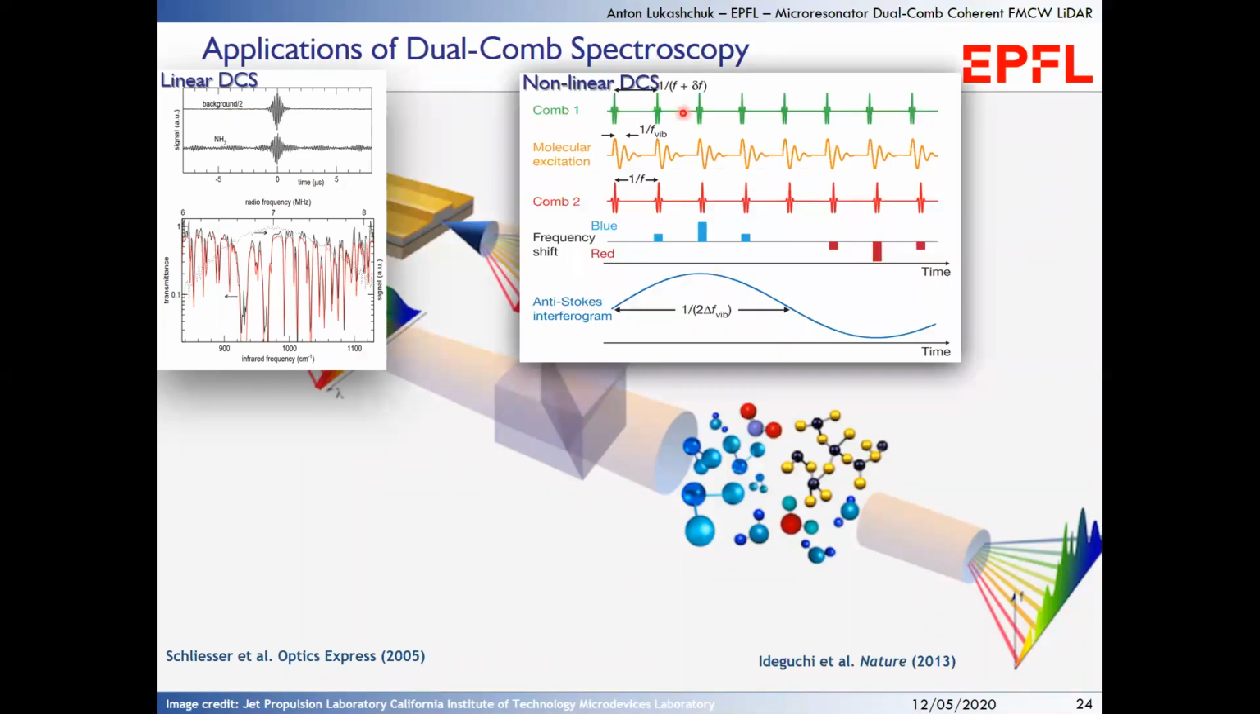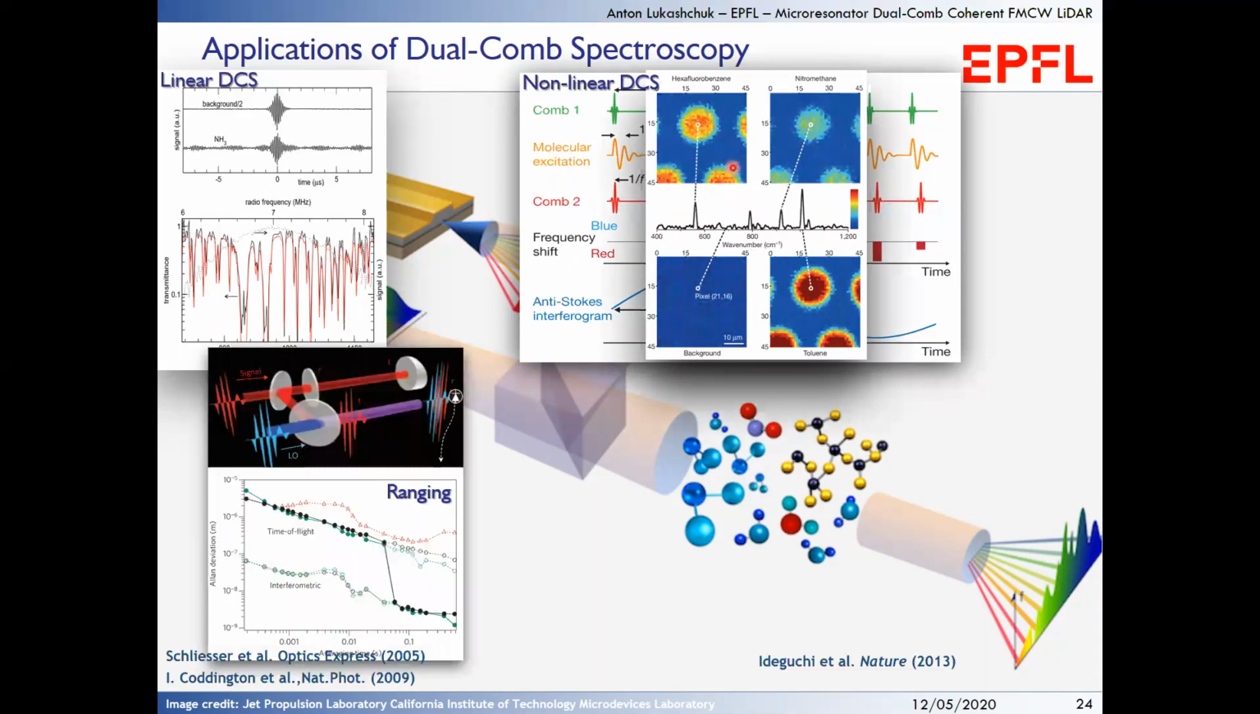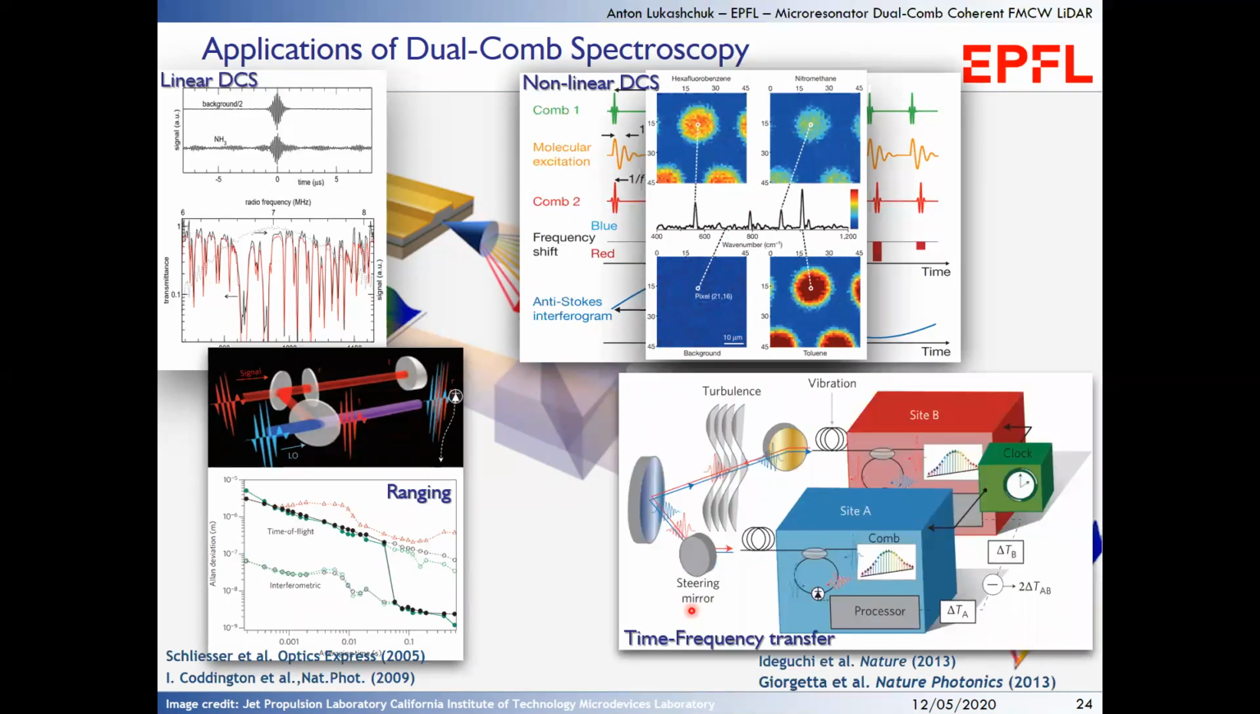There is nonlinear dual comb spectroscopy, where you use a signal comb to excite, let's say, vibrational modes of the media, and then you use the second comb to read them out, and you can obtain those hyperspectral images where you detect the vibrational modes of different gases and determine them. Then you can also perform dual comb ranging, where you use an LO comb to sample the signal from the target and from the reference, and you can perform ultra fast, ultra precise distance measurements. And then you can also perform two-way time frequency transfer.